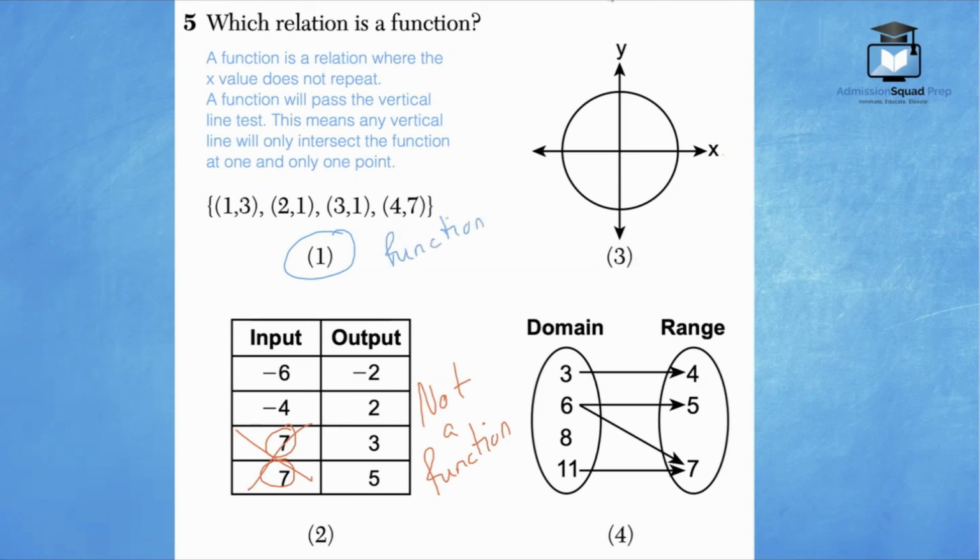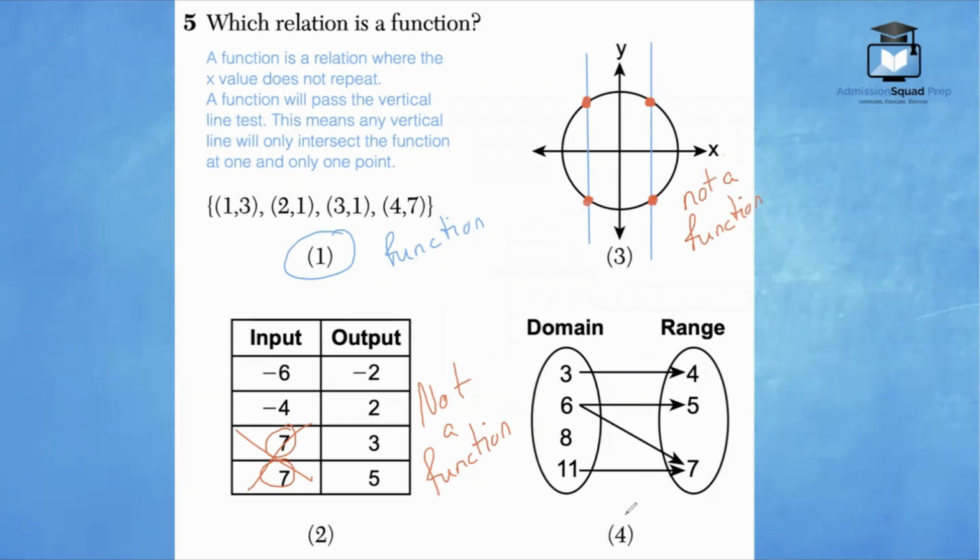Let's take a look at answer choice 3. Anytime you have a graph, it's just much easier to use a vertical line test. So when I draw a vertical line through this graph, it is crossing the function at more than one point, right? This vertical line is intersecting the graph at 2 points. Therefore, it is not a function. Okay, not a function.